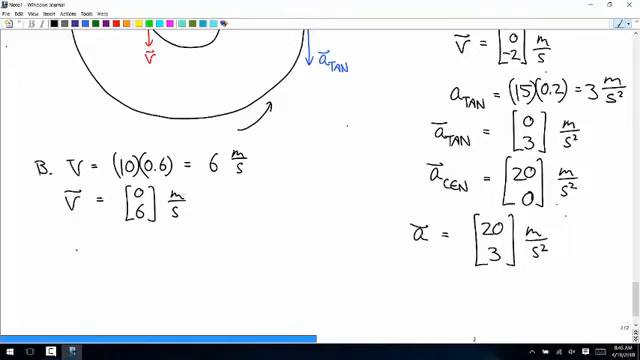And then the tangential acceleration is in the negative y direction. The magnitude is 15 times 0.6. So that is 9, 0, negative 9 meters per second squared.